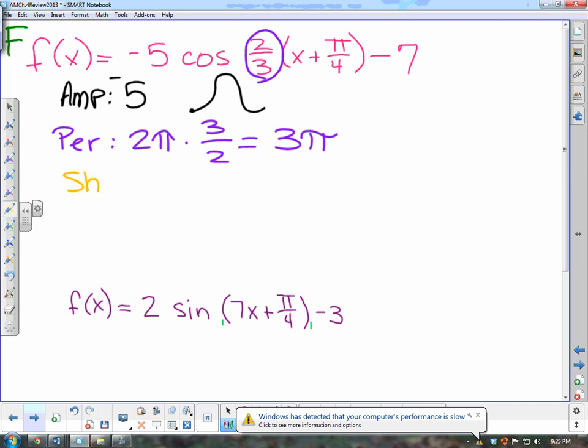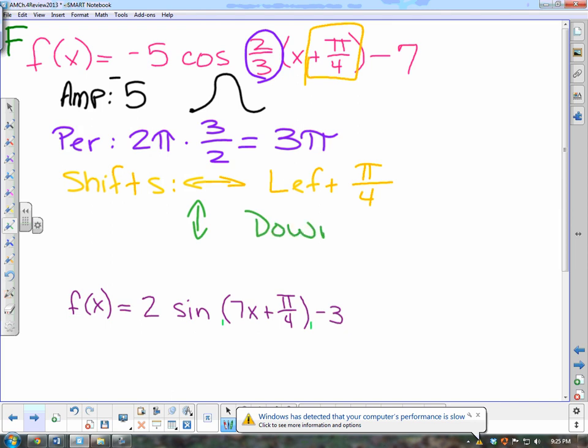The shifts, then, right and left, would be this part, so it's left pi over 4, and then the up and down shift would be down 7, because that's what it is at the end, so it's -7.